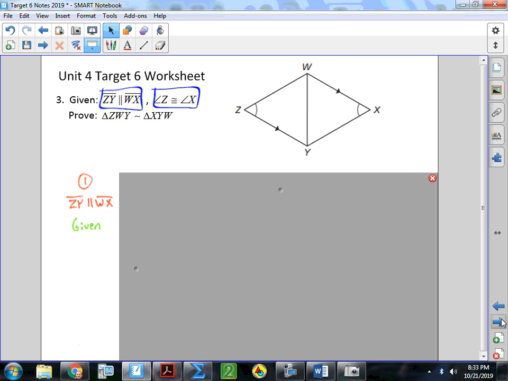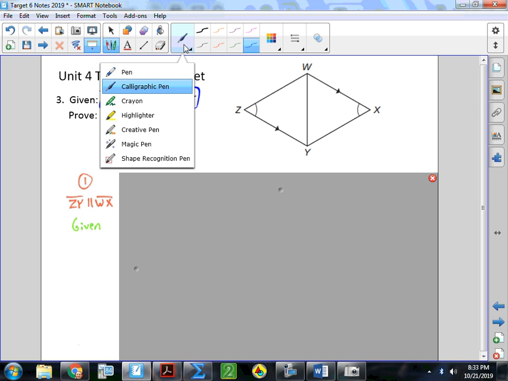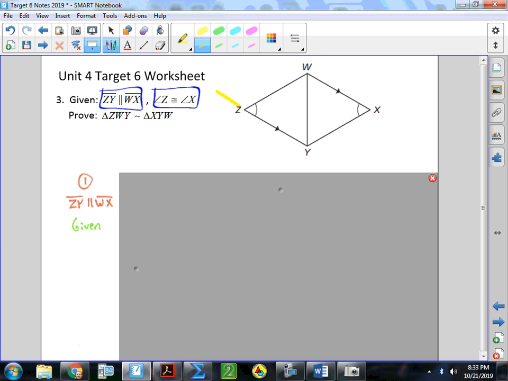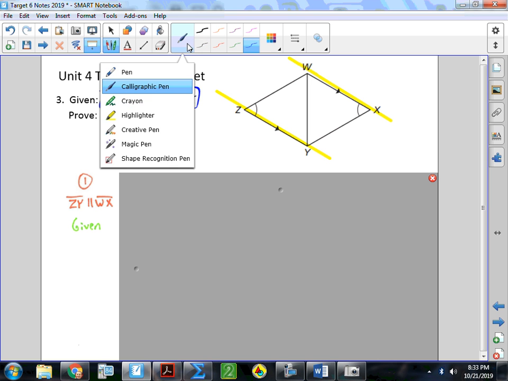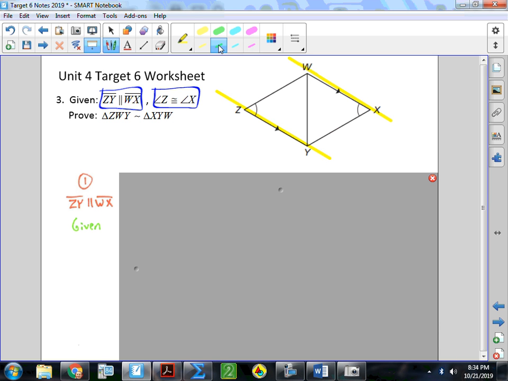So start with ZY and WX are parallel. Pick a transversal. Really, there's only one transversal that works for, get the right pen here. There's only one transversal that works to give you angles in the triangles that you want, and that's that one going down the middle. That might be something you have to play with. Maybe you're not sure which transversal gives you the lines.